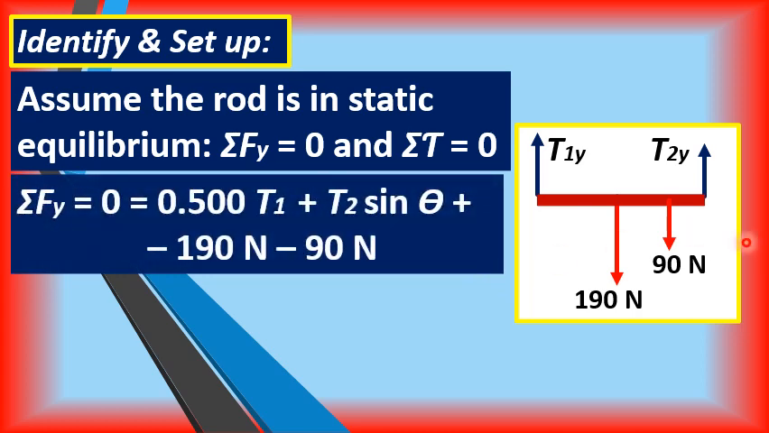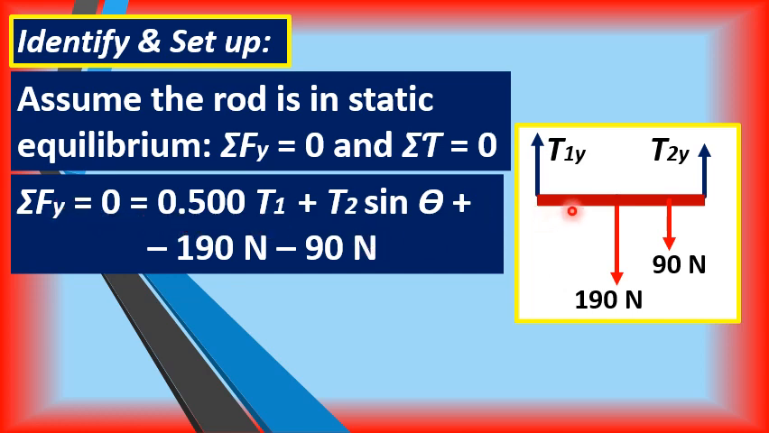As shown in the diagram, the upward forces, which are T sub 1y and T sub 2y, when added, must be equal to the downward forces, such as the weight W1 equal to 190 newtons, that's the weight of the rod, and the weight of the monkey, which is 90 newtons. So as given in this equation, the vertical forces when added vectorially, their sum must be equal to 0.